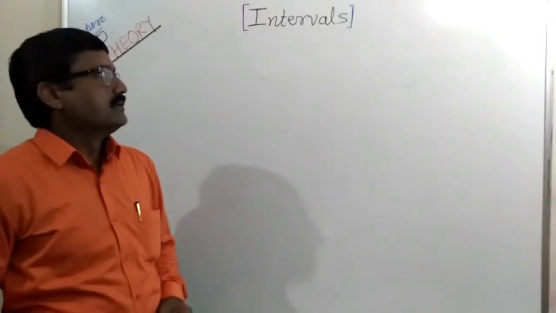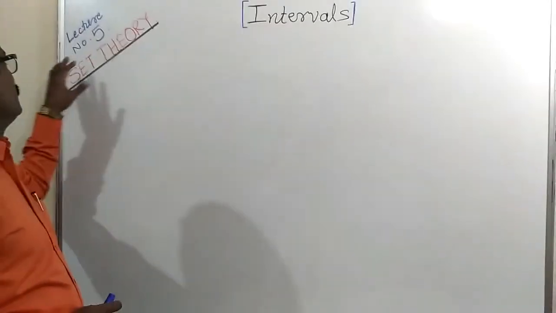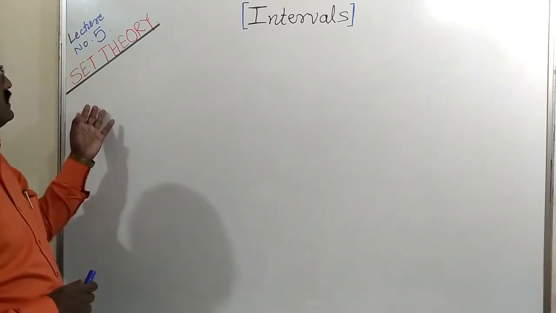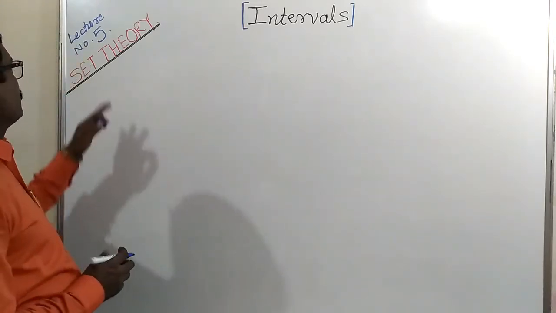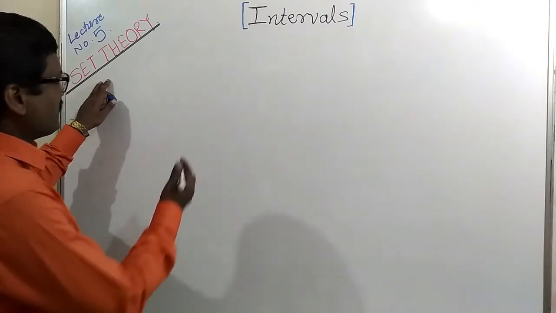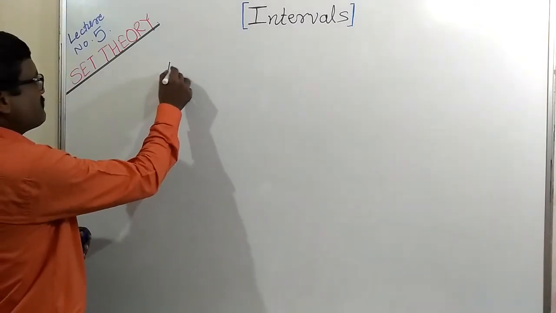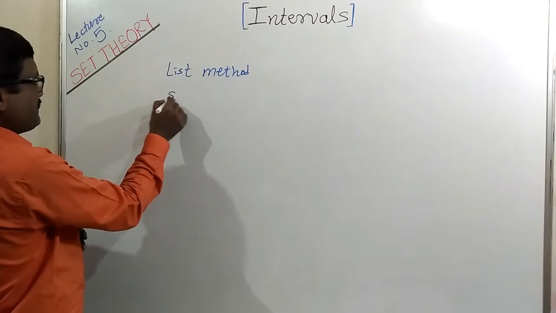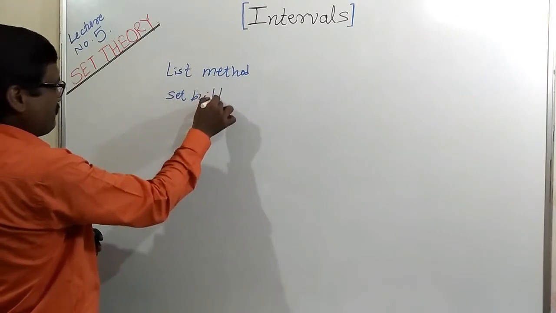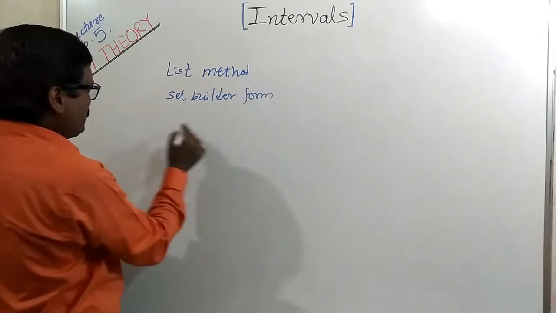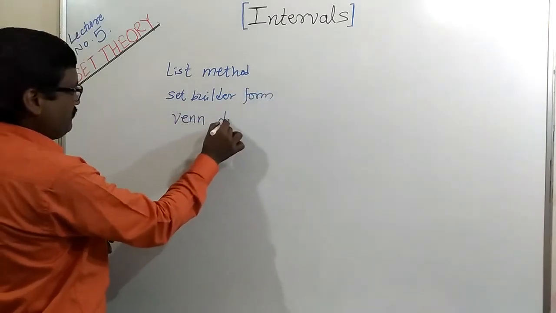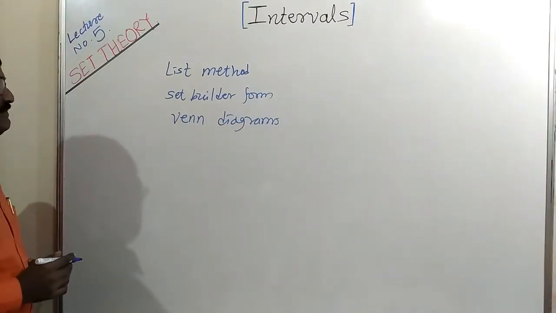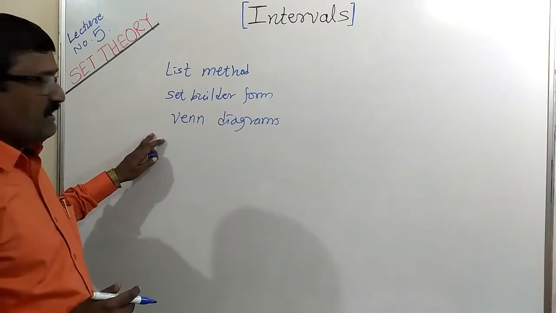Today we are going to learn the new article of intervals from our topic set theory. In previous lectures of set theory, we have learned the different methods of representation of sets. Those methods are nothing but list method, second set builder form, third one is Venn diagrams. These three methods we have in previous lecture.